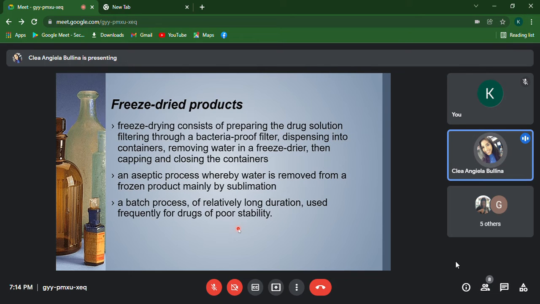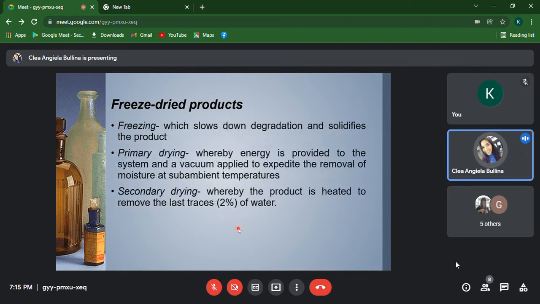Ganun yung ginagawa. Again, water is removed from a frozen product mainly by sublimation. Okay? Drugs are reconstituted into a solution immediately prior to injection. Okay? So, yung process ng freeze drying or lyophilization consists of 3 stages. Okay, so we have freezing, primary drying, and secondary drying.